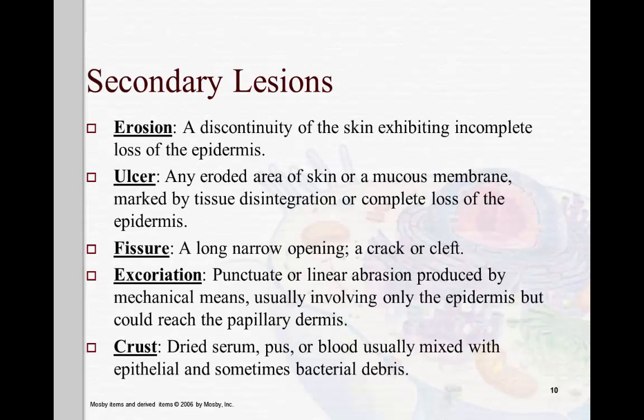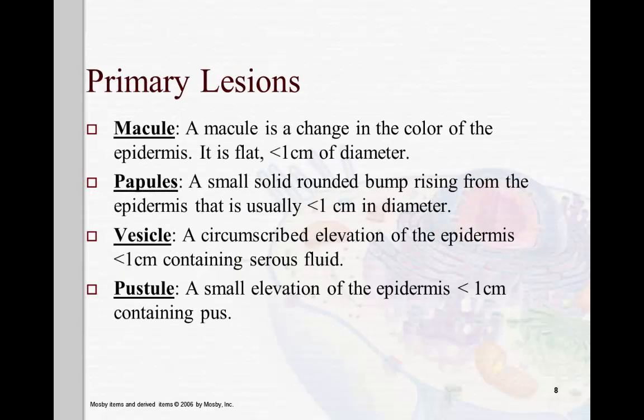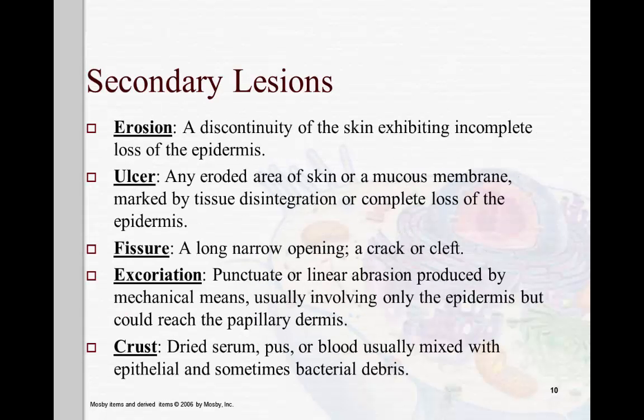Now let's talk about secondary lesions. Secondary lesions could be caused by distortion of the primary lesion, for example, by scratching, or if a blister or a vesicle ruptures, it could convert into an ulcer, or the drying up of the serous fluid that comes out becomes a crust. So most of the time secondary lesions are produced as a consequence of distortion of the primary lesions.